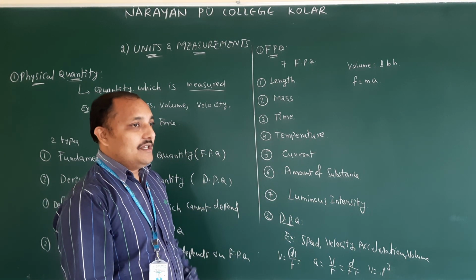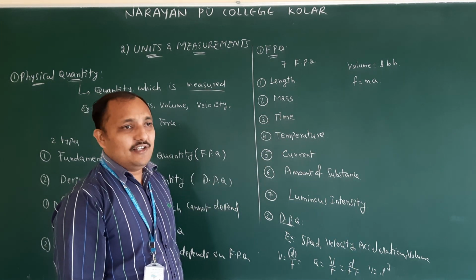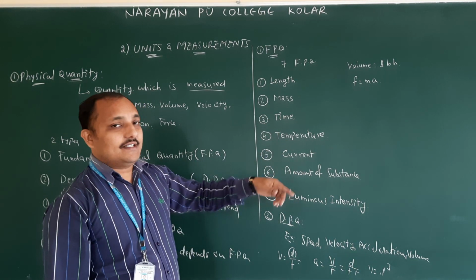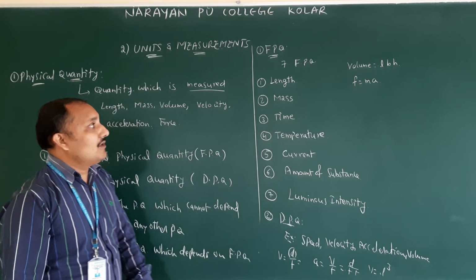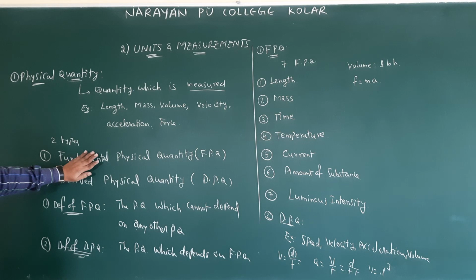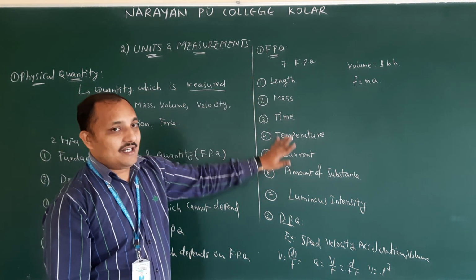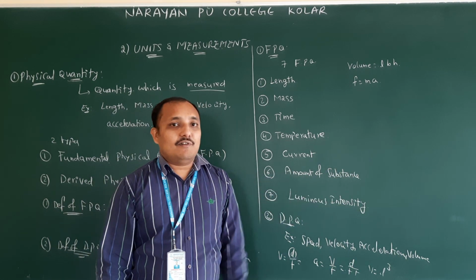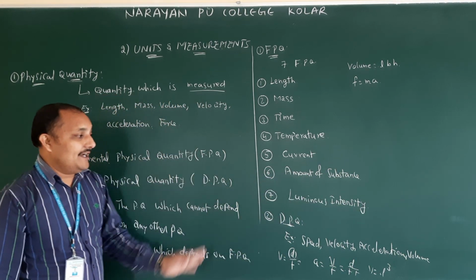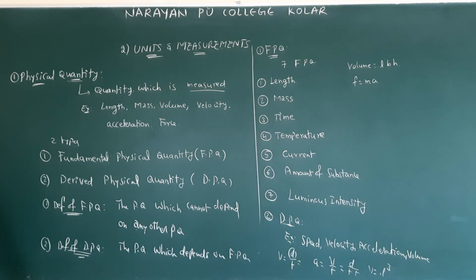Later we will get angle and solid angle, so those we will discuss. So now this is about the physical quantity definition, and how many types of physical quantities there are. You have to write all these definitions: fundamental physical quantities and derived physical quantities. I hope you understood well. Now we are going into the original lesson.